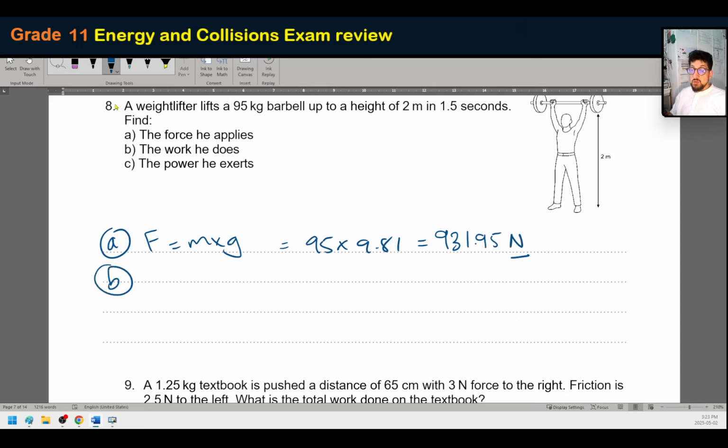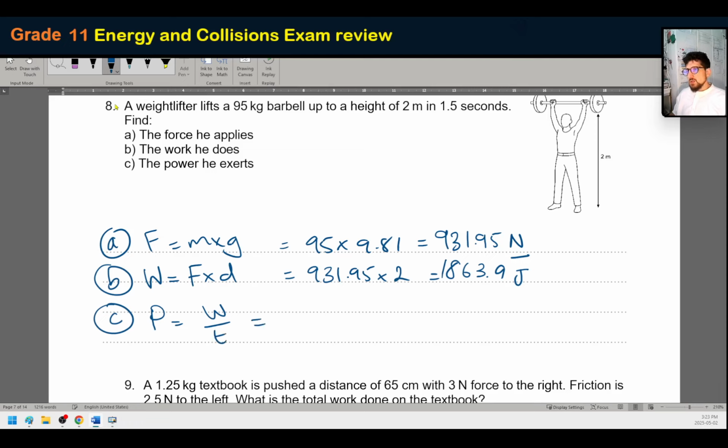Part B, we need to find the work. So work is equivalent to force times distance. We've just worked out the force, so it's going to be 931.95 multiplied by 2 meters. So it's just twice that. 1863.9 joules. And finally, we're asked to work out the power, and the power is going to equal the work over the time. So that's going to equal 1863.9 all over the time, which is 1.5 seconds. So it's going to be 1242.6 watts. And that's the answer.